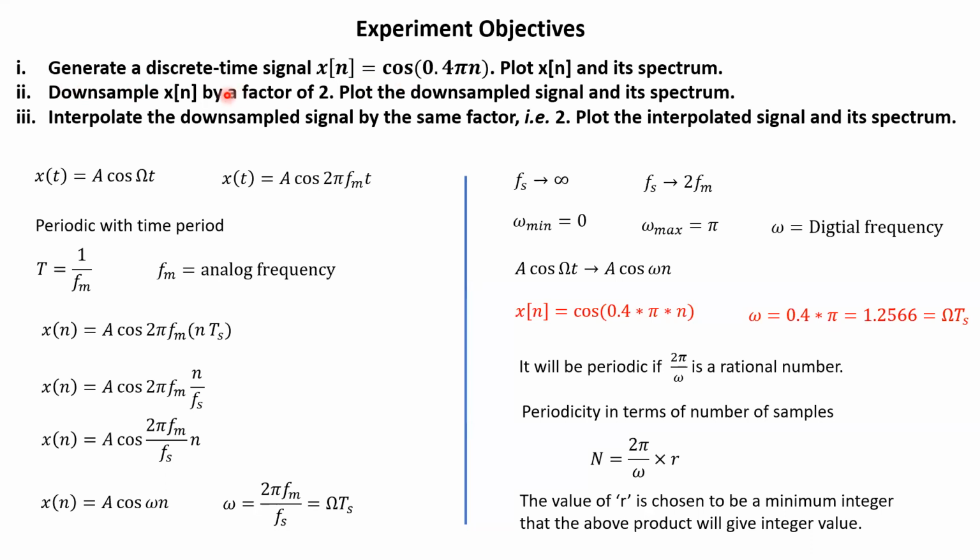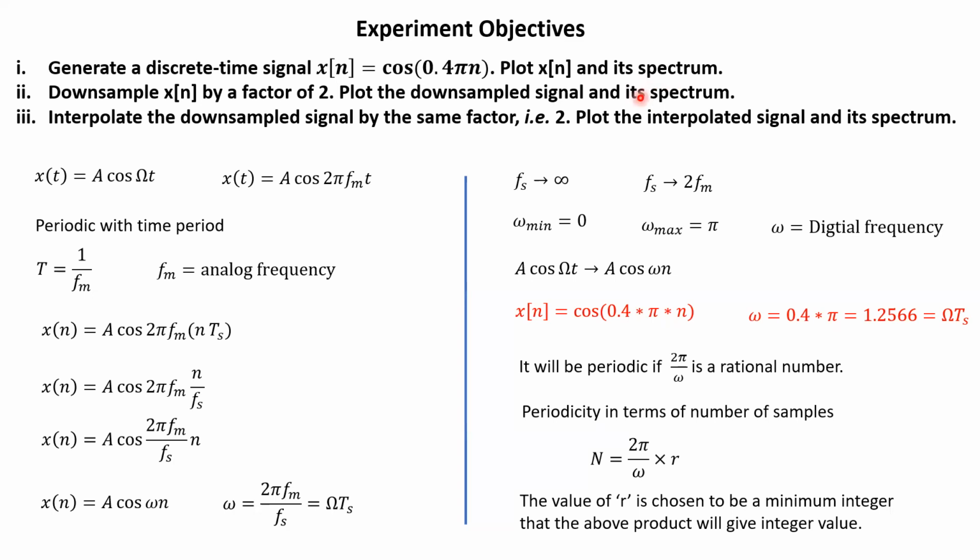So, the objective is to generate a discrete time signal x[n], which is equal to cos 0.4 pi n. And we have to plot this signal in time domain, and we have to also obtain its spectrum. The second objective is to downsample the signal x[n] by a factor of 2. And again, we have to get the downsampled signal plot and its spectrum.